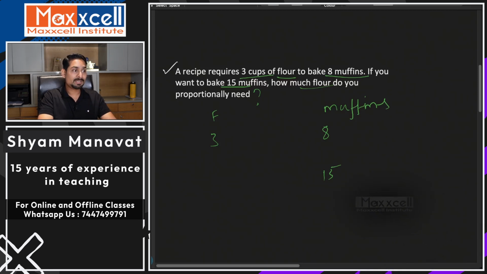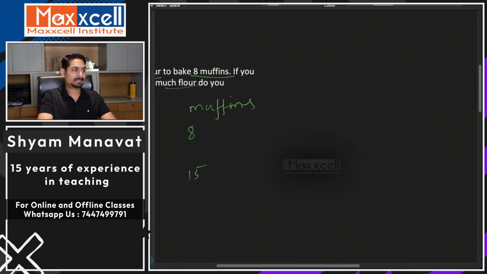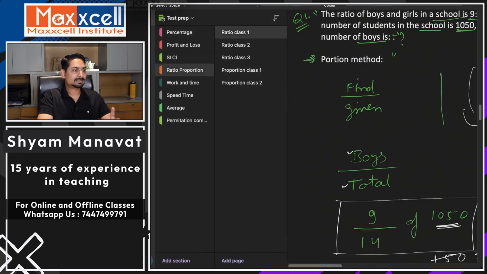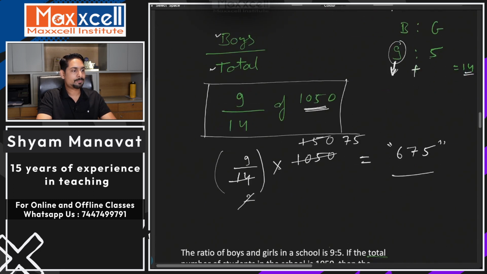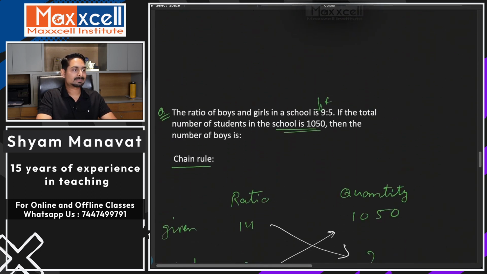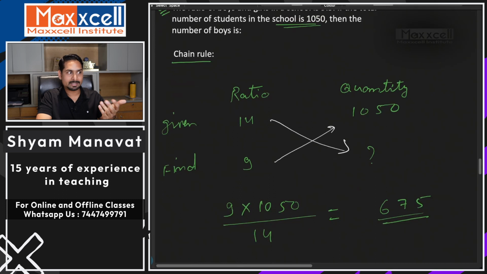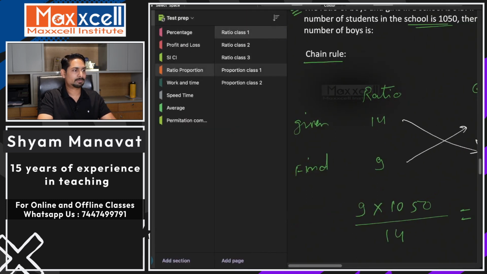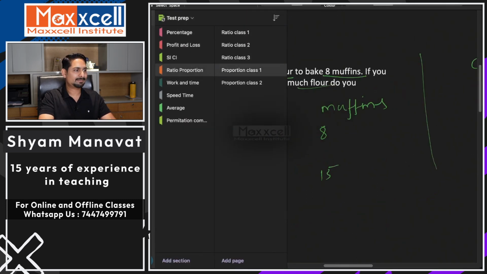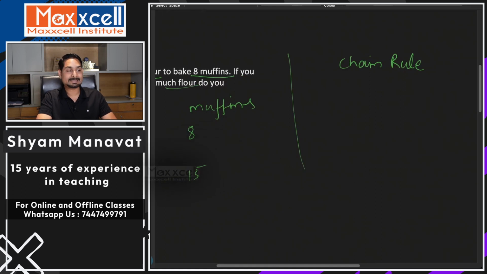We have discussed a rule earlier in ratio also, that's called chain rule. Do you remember chain rule? We'll understand the chain rule in depth. If you remember, in class number 1 of ratio, I told you that we will discuss this chain rule in detail later when we discuss proportion. So today is the day. This is the video where we are going to discuss chain rule in detail. So how does chain rule work?